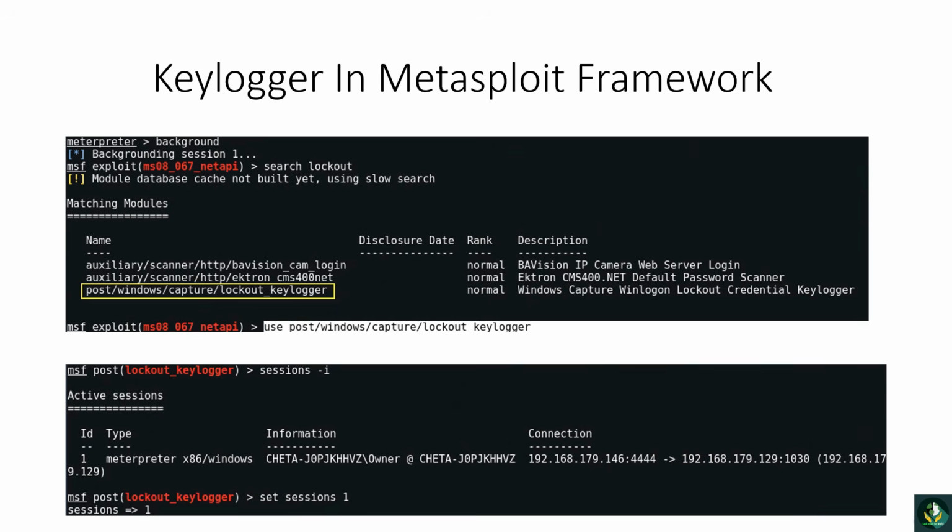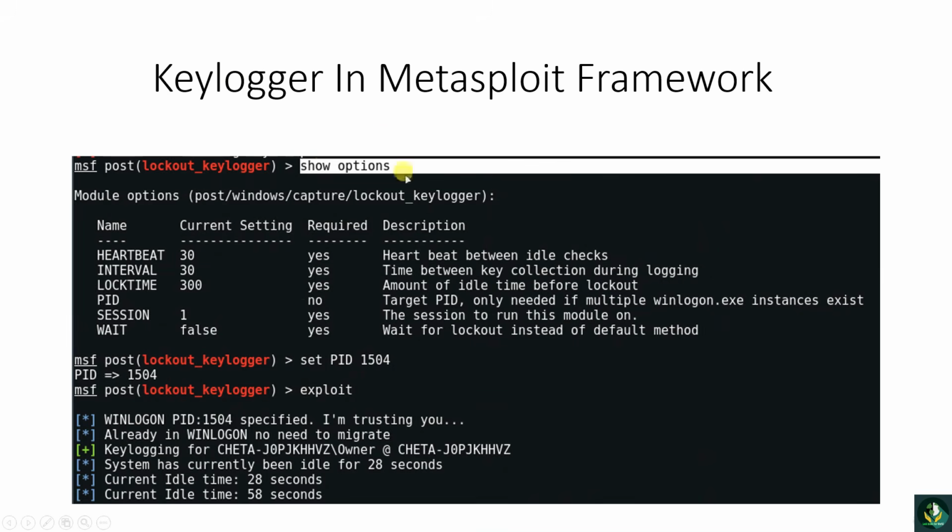After that, you have to set your PID value. Just type show options, and it will give you all of those details. As you can see, no PID value is set. So set PID 1504. Then this PID will be set in here. As you can see, the PID is set to 1504. Then after that, just simply type exploit.